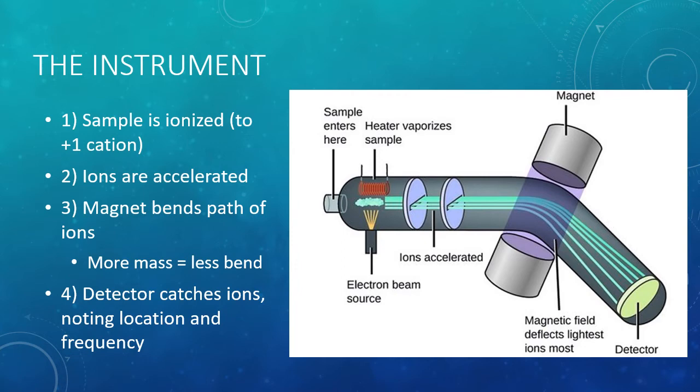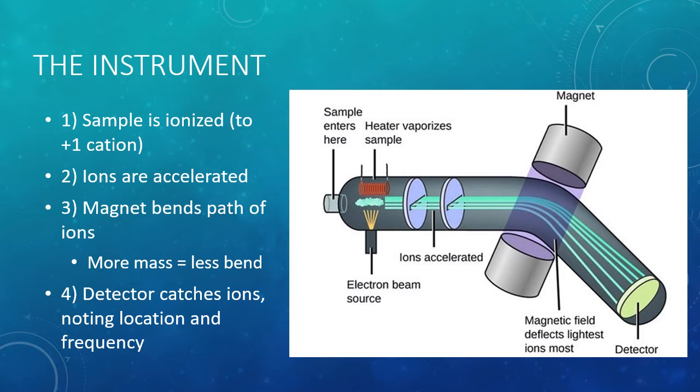So more massive ones will bend less. They are more on the top of the image that's shown, and the less massive ones will bend a lot more. They're more shown in the bottom rays. Then, once they have been bent and separated, they will go into a detector area.